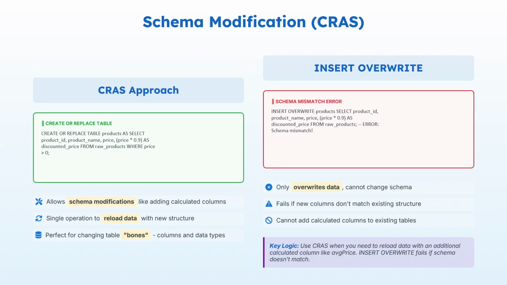Create or replace table lets you modify a table schema, like adding calculated columns. Insert overwrite only replaces data, not the structure. If your new columns don't match the existing table, insert overwrite will fail. Use CREATE OR REPLACE TABLE for schema changes.